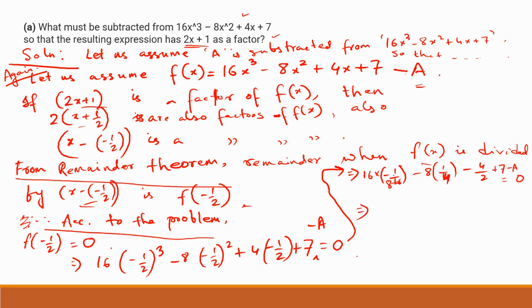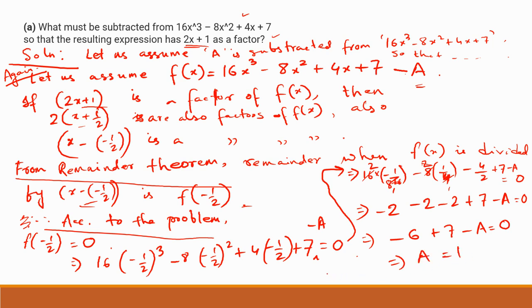So from here we get, if I do the calculations, 2, this is 2, this is 2. So it's like minus 2, minus 2, minus 2 plus 7 minus a equals 0. So you get it as minus 6 plus 7 minus a equals 0. So from here you get a equals 1. You can write, therefore the required number that should be subtracted from this is 1.